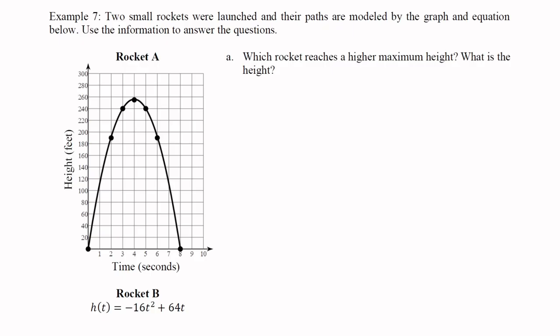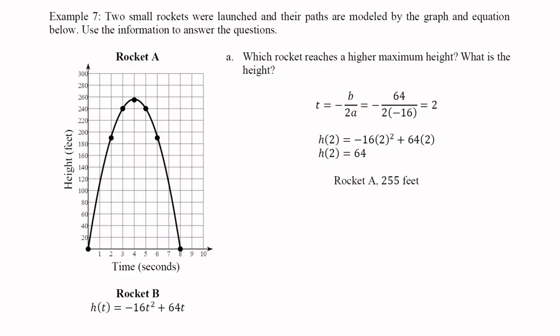What is the height? To find the height for A, we are going to do negative b over 2a. First of all, for B, rocket B has a height of 64. When we put our axis of symmetry in, we find it's at 2 seconds, and we plug that in and get 64 being the height in feet. So 64. We look at our graph, rocket A appears to reach nearly 260 feet, so rocket A at about 255 feet is the one that reaches the higher maximum height.